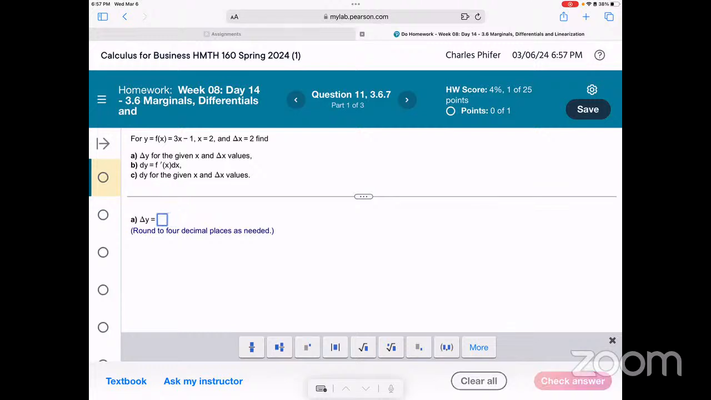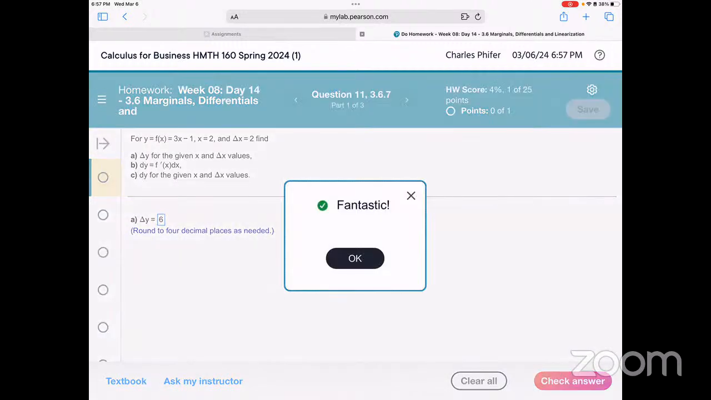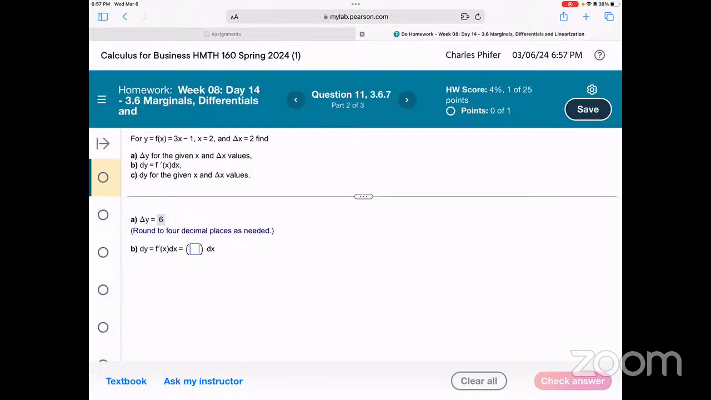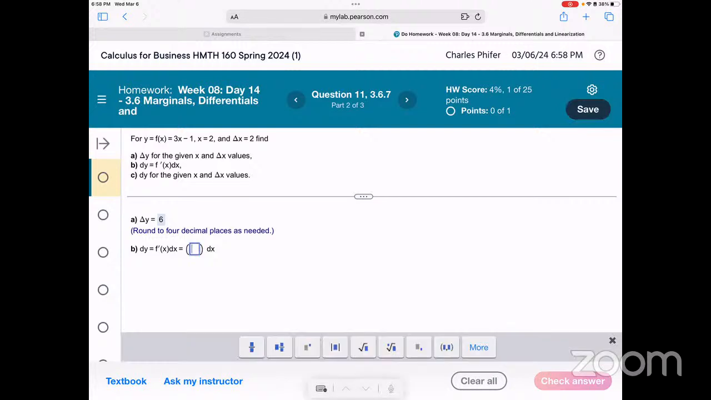So the change in y, we just said y2 minus y1. Now for the second part, to find our dy, we're going to say f prime times dx. And remember, we said that dx is equal to delta x. So we need to find f prime, which looks like it's just going to be 3. And dx is 2. So 3 times 2 gives us 6. Wait a minute, they want f prime. F prime looks like it's just 3. So I'm going to just put 3 there.